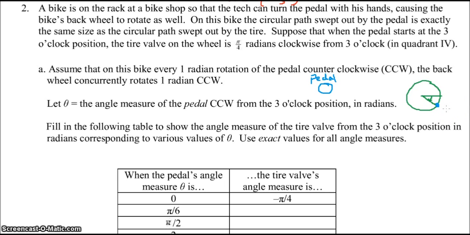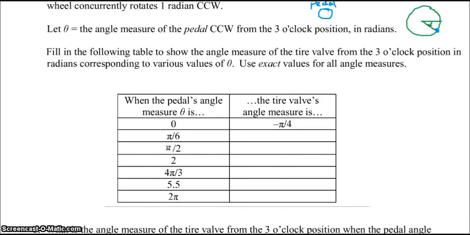So let theta equal the angle measure of the pedal counterclockwise from the 3 o'clock position in radians, so the angle that the pedal revolves through, and fill in the following table to show the angle measure of the tire valve from the 3 o'clock position in radians corresponding to various values of theta. Notice that we've started behind. If the pedal's at theta equal to 0, the tire's at negative pi over 4. And so we're always just pi over 4 behind. This one would be pi over 6 minus pi over 4.